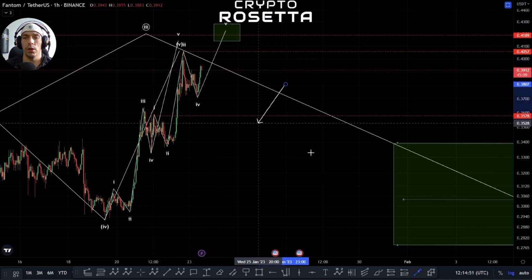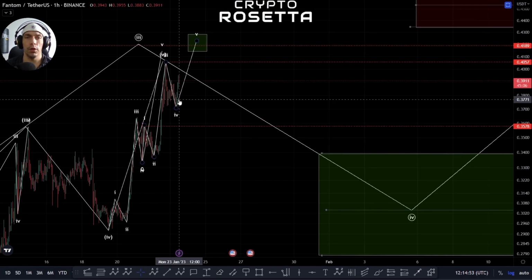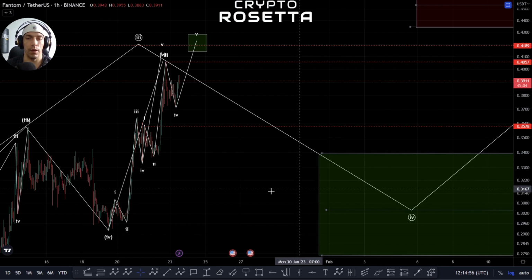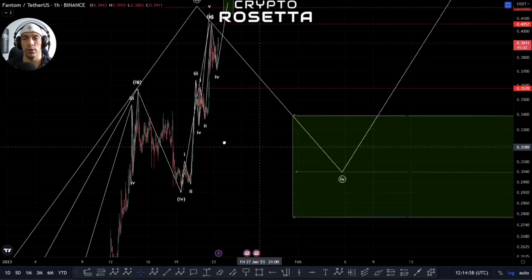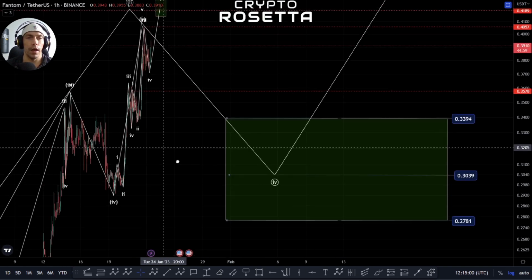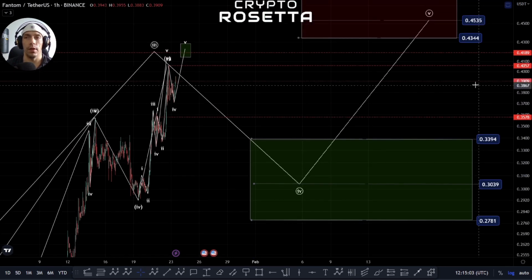If we don't push up here, this would be my next area that I'm looking for, this support zone within here. And from there, what we would be looking for is that fifth wave up.